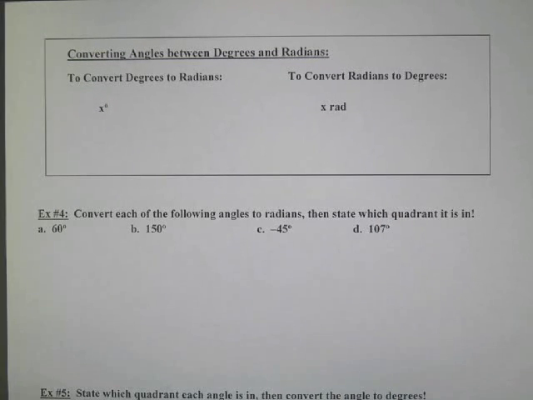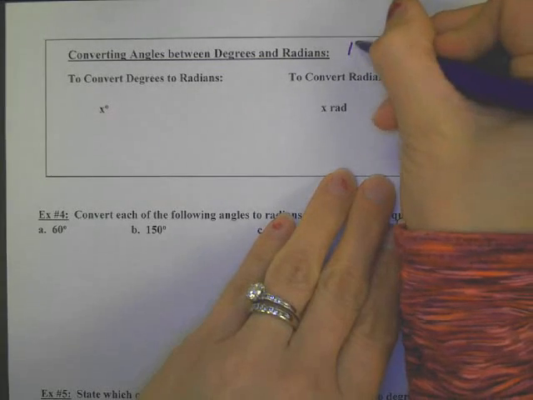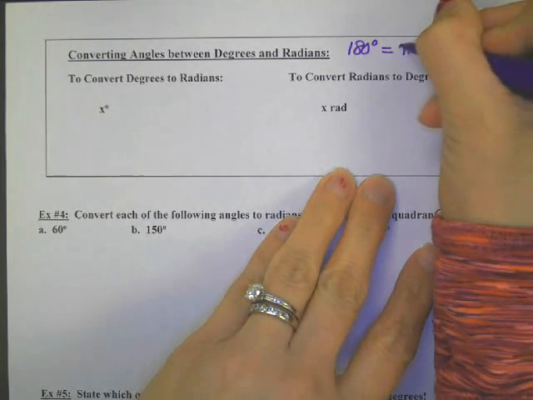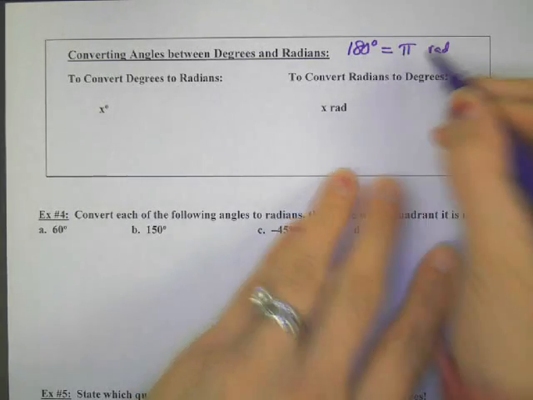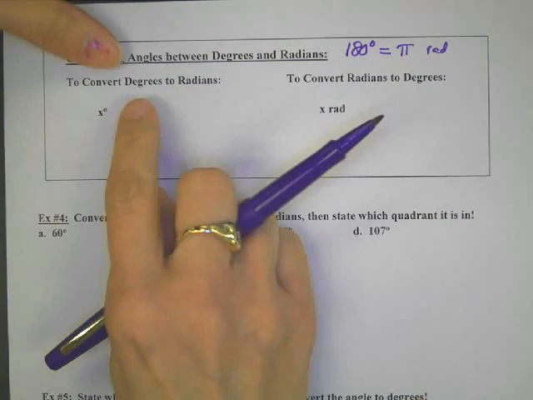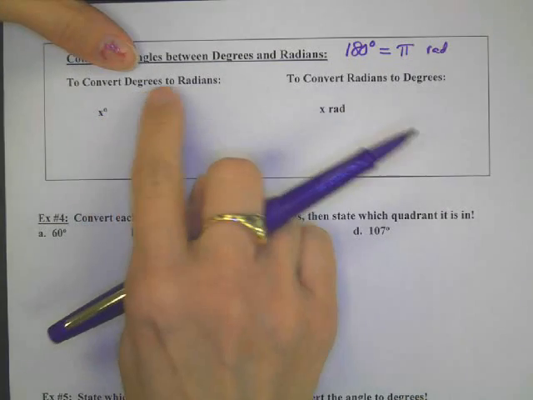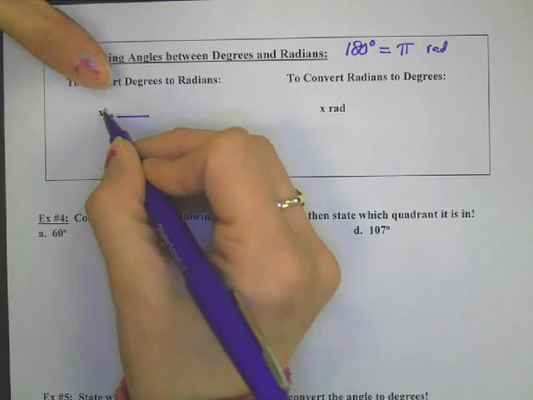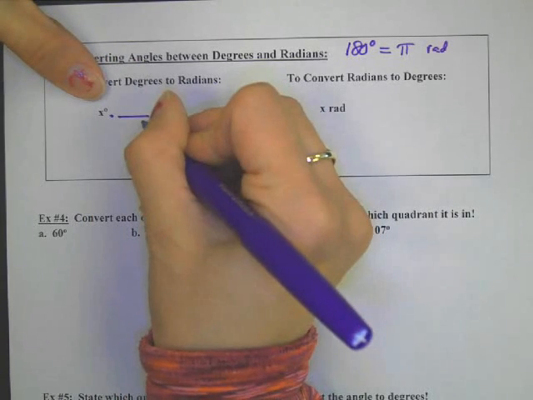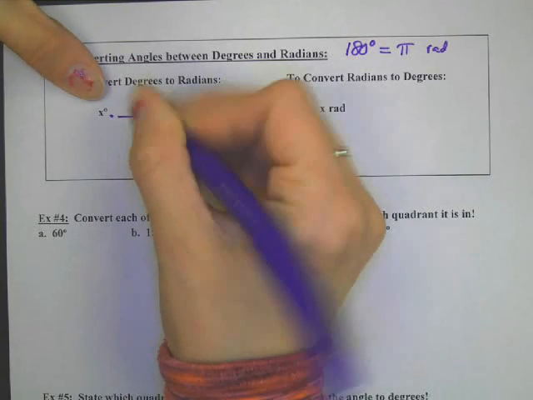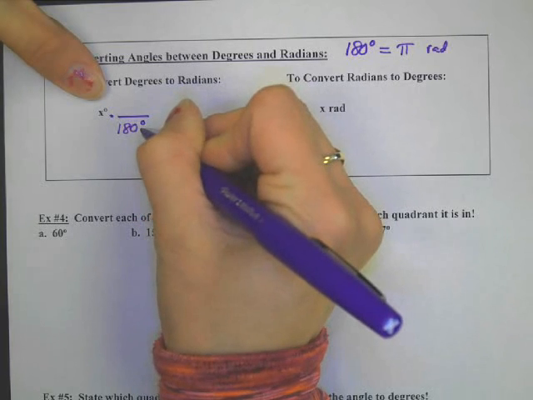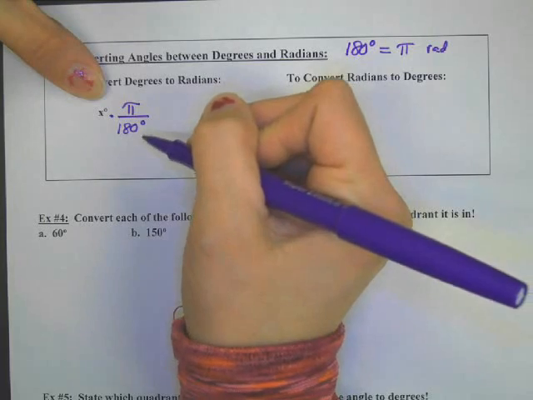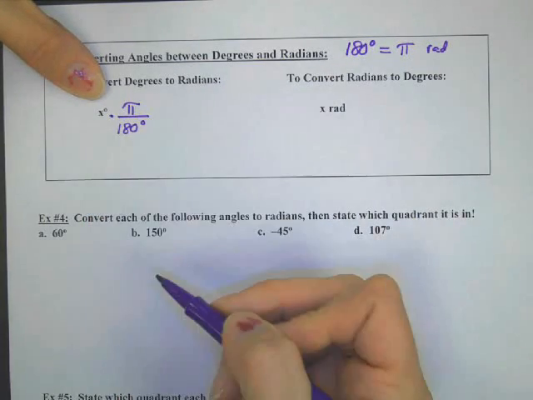Okay, I told you a very, very important fact on the last page. You guys have to know that there's 180 degrees, and that is the same as pi radians. So that fact is going to help us convert. If you have degrees and you want to convert into radians, you want these degrees to go away. So we're going to multiply by something. Degrees have to go in the denominator to cancel out. So I'm going to put 180 degrees down here, and that is equal to pi radians. If you have an angle in degrees, you multiply by that fraction.